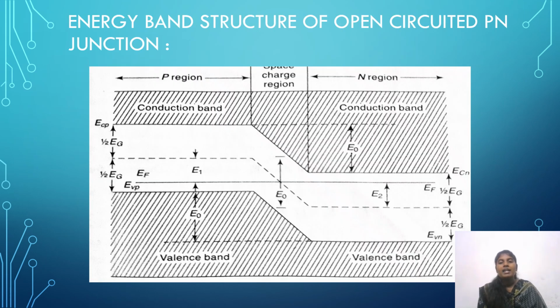Here the energy band is shown. Here we consider the conduction band and the valence band. This is the Fermi level, and this is the n-type material and the p-type material. Here we have the energy levels. These are the energy band diagrams.